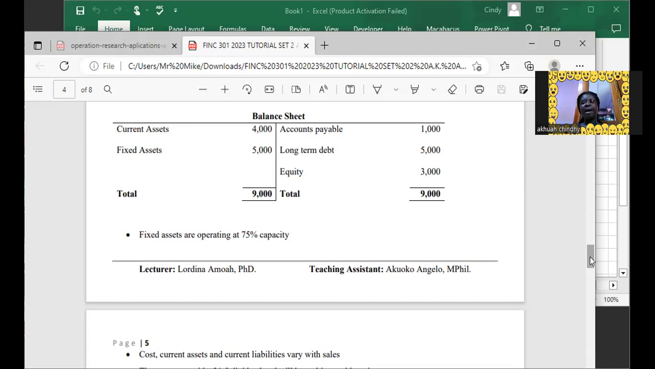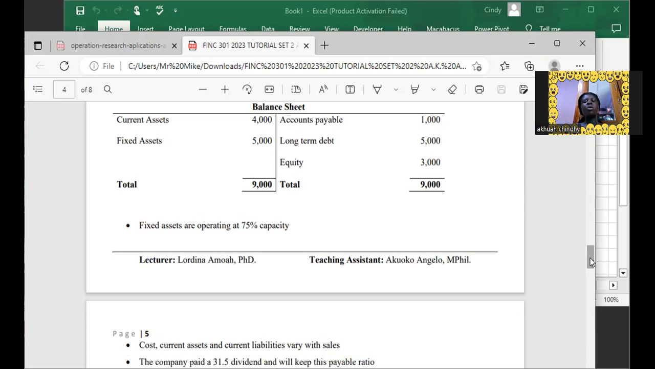You get it. So the second one says costs, current assets and current liabilities vary with sales. That means that whatever happens to the sales growth will also happen to these costs. Because if your sales are increasing, definitely your cost will increase, but it's up to you to manage the cost so that you're able to get higher profit.